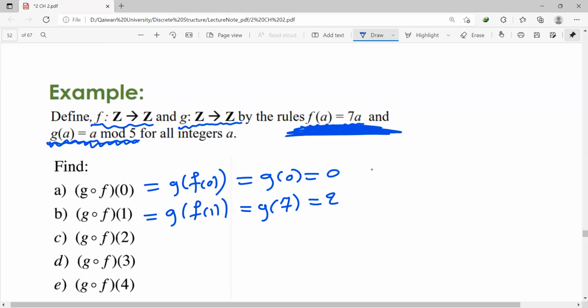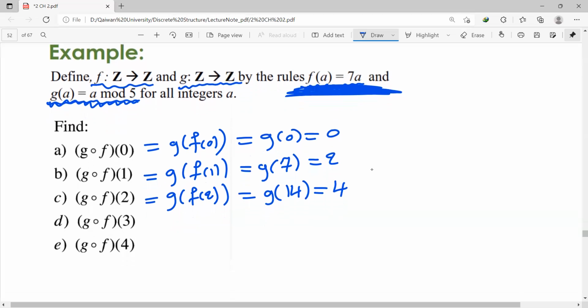How about g circle f of 2? It's g of f of 2. What's g of f of 2? It's 14. G of 14. 14 mod 5 is 4. And for 3, it equals g of f of 3. What's f of 3? It's 21. It's g of 21. It equals 1.